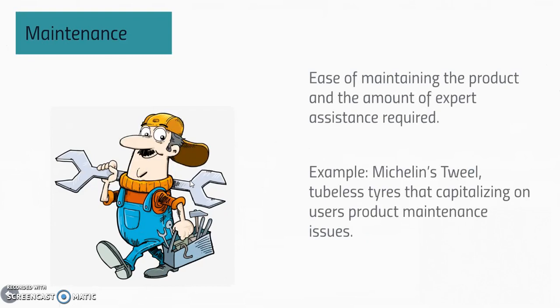After that is the maintenance, the ease of maintaining the product and the amount of expert assistance required. Example, Michelin, one of the biggest tire companies, produces tubeless tires, capitalizing on users' product maintenance issues, so that consumers do not waste time going to the workshop to repair the tire.